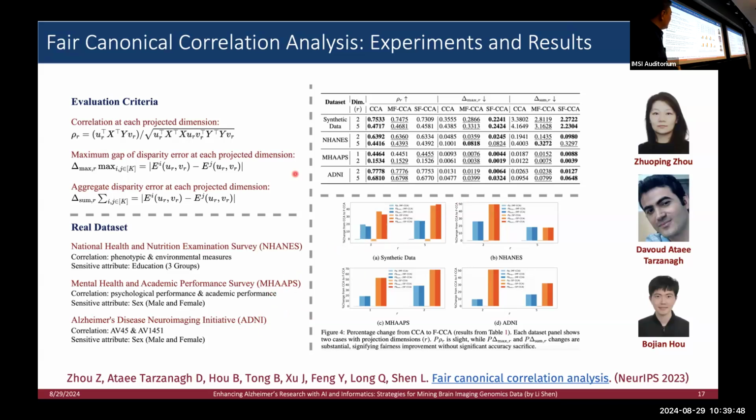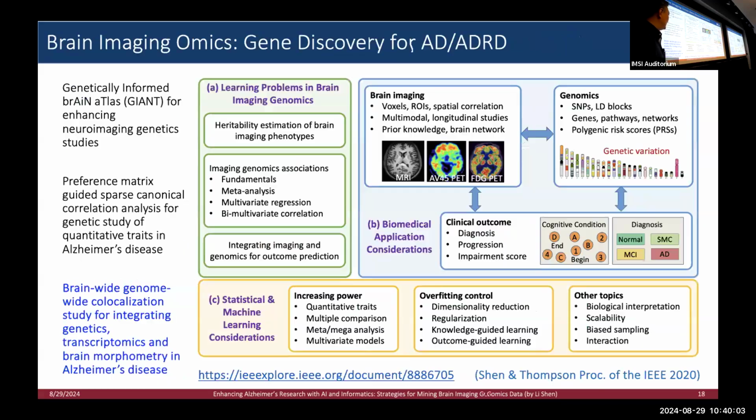On the CCA part, the correlation, we lose a little bit, just trivial. But for fairness, the performance gain is humongous. These are on different datasets. So you can see this model can really help.